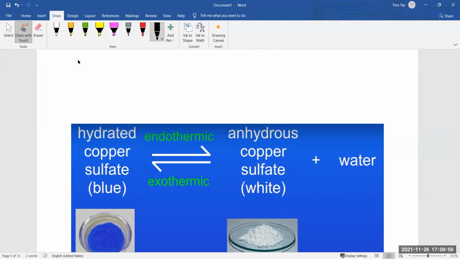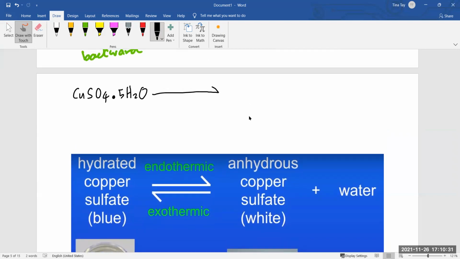So the blue crystals are actually hydrated. When you write the formula, the hydrated copper sulfate is like this, CuSO4·5H2O. Now, when you touch the copper sulfate, it's not wet, but inside the copper sulfate, the water is trapped inside. So if it's endothermic, what I do is I heat it up. I put fire underneath it.